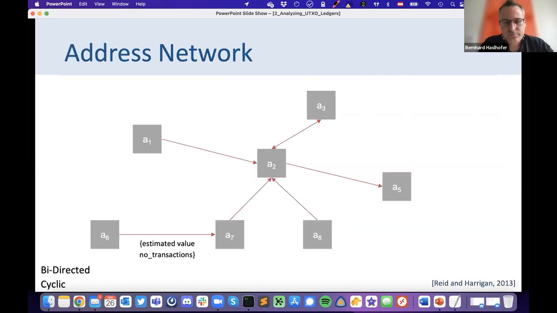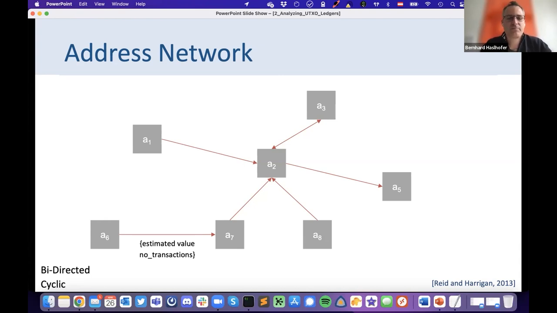For this reason, researchers actually pretty early started building higher level network abstractions that represent this information in an aggregated fashion. And the first level of abstraction that's interesting for this sort of analysis is the so-called address network. In an address network, a node represents an address, and an edge represents basically the aggregated number of transactions or the aggregated value of Bitcoins or any other cryptocurrency that have flown between those addresses.